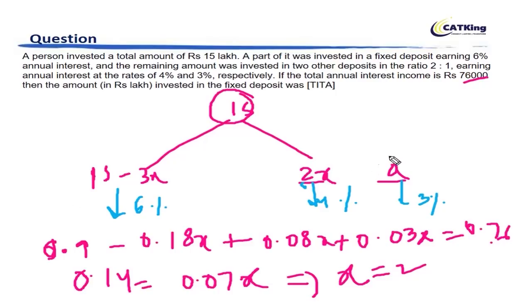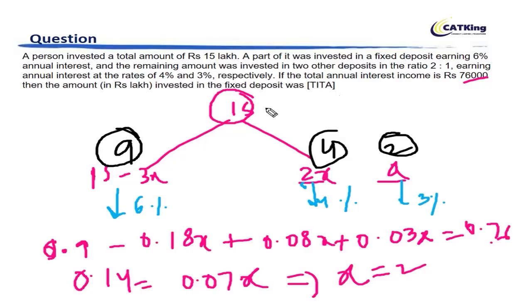Now x is equal to 2 lakhs, the investment here is 4 lakhs, and the remaining 9 lakhs are invested here. So what's the question? The amount invested in the fixed deposit. So the amount invested in the fixed deposit was 9 lakhs. I hope this is clear to you.